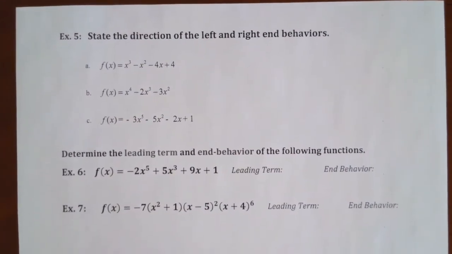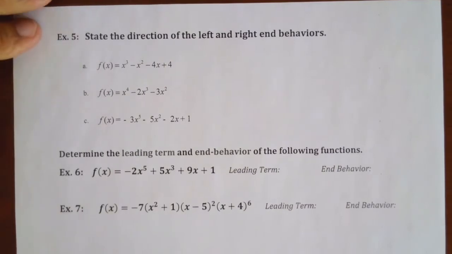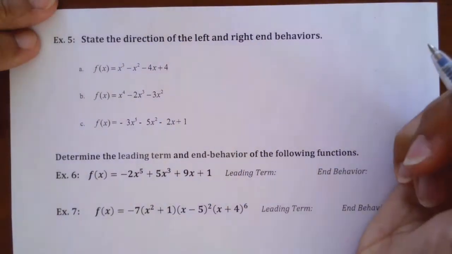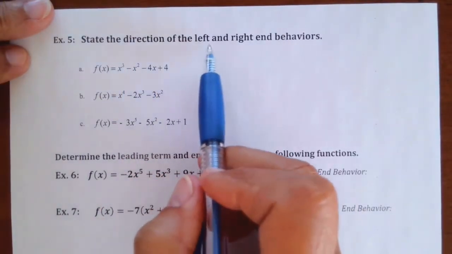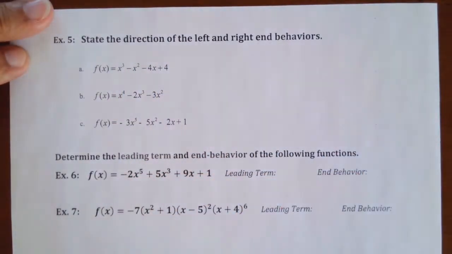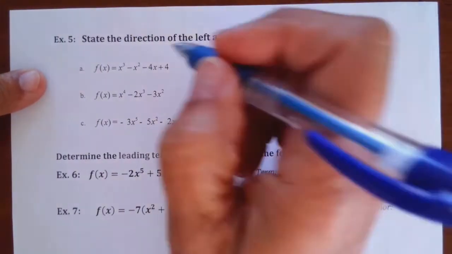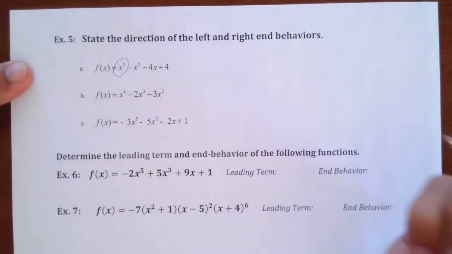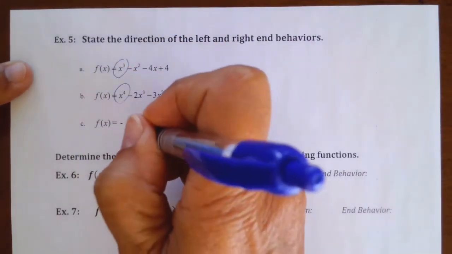All right, so look at example 5. This one, if we're given the function, let's state the direction of the left and right end behaviors. So I like this because I just draw the arrows, okay? So we need the leading term. So I'm going to circle that. Highest power, leading term.